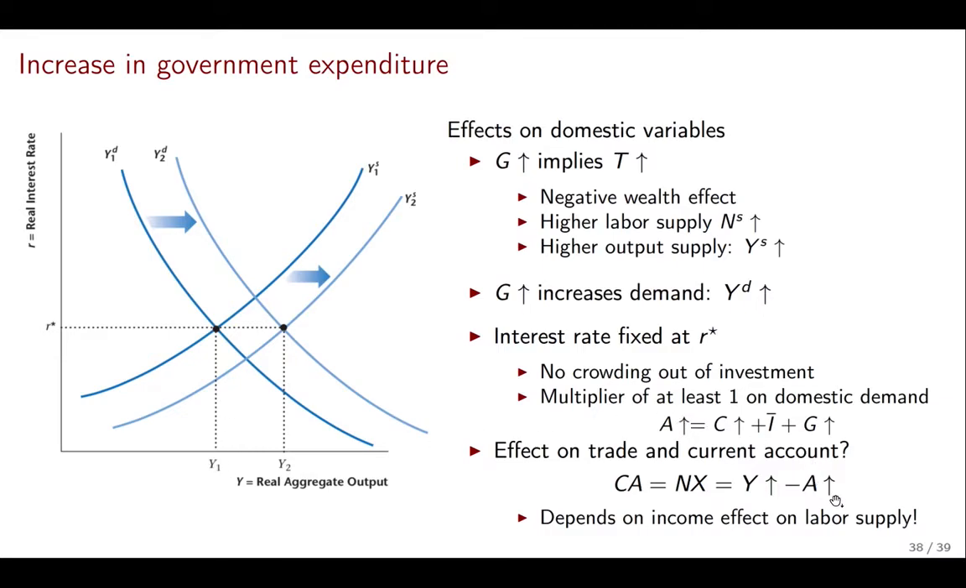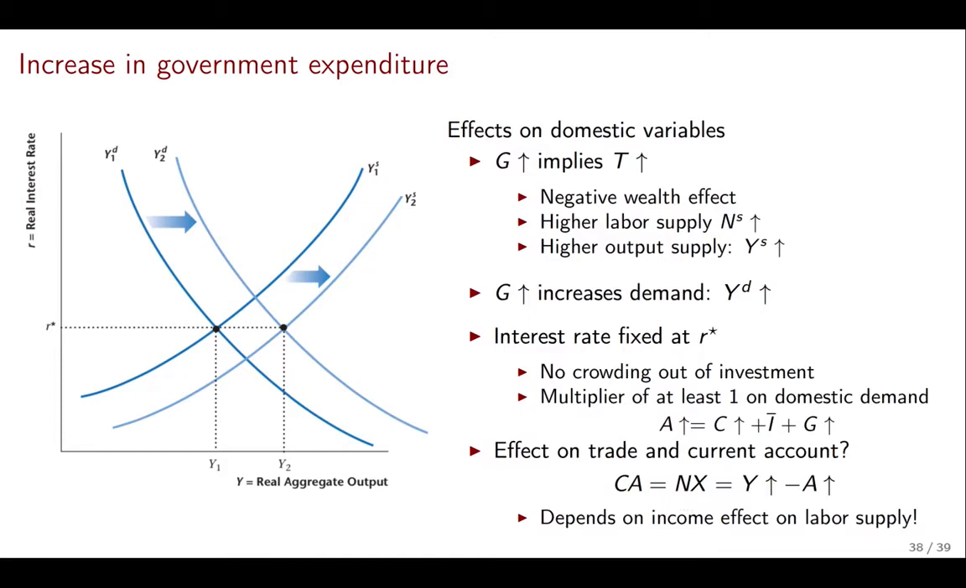But you will still have an increase in absorption because you will still have the increase in government spending. So notice that as you have that increase in government spending, absorption goes up for certain. Unless there is a big change in labor supply and hence a big change in output supply, this arrow is going to be small. And so we actually expect the current account to go down. So that is a larger deficit.